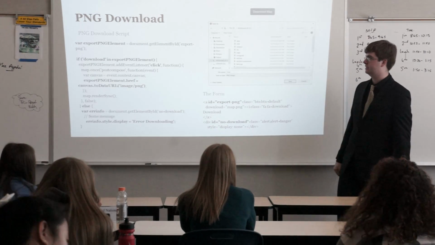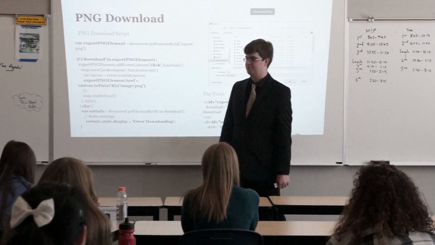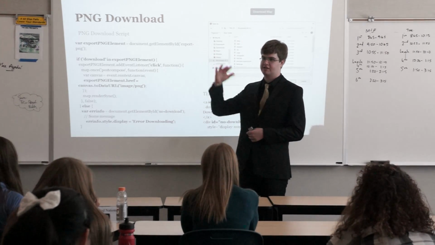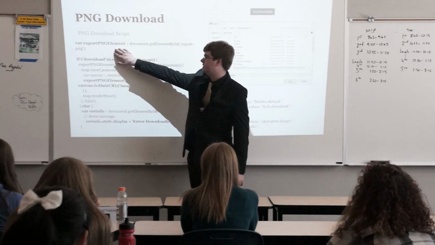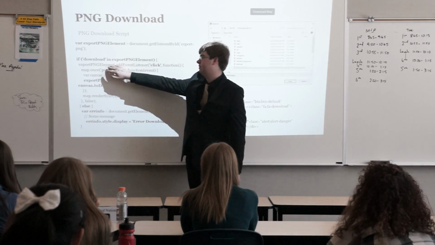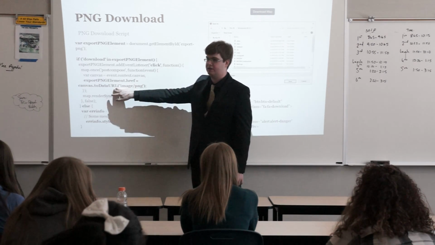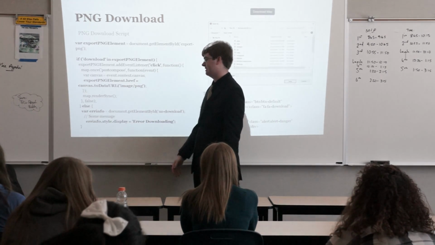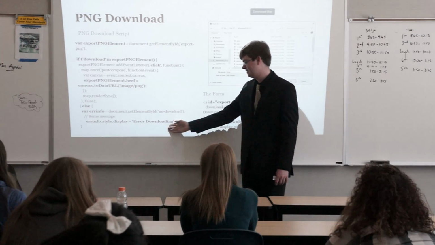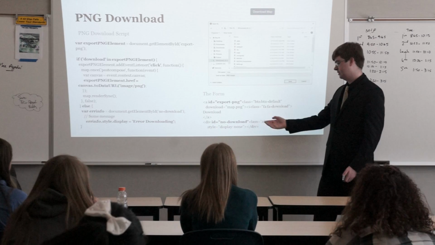And so this is my last bit of sample code that I wanted to show you. So this is the PNG download, so this just downloads an image of the map. And so you start off, you get a PNG export element. You say if there's a download in there, on click, you export it to this URL. And that's essentially what it does. Otherwise, display an error. And then this is just the form that I used.